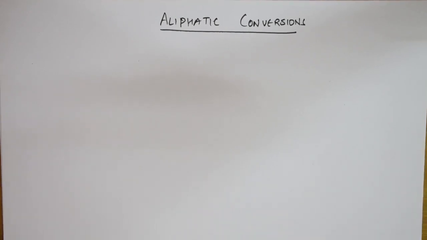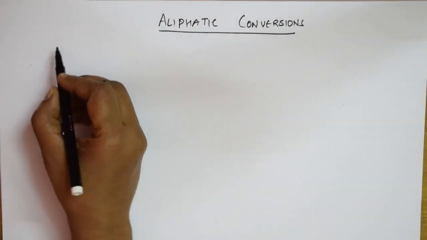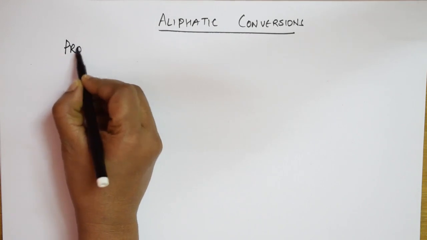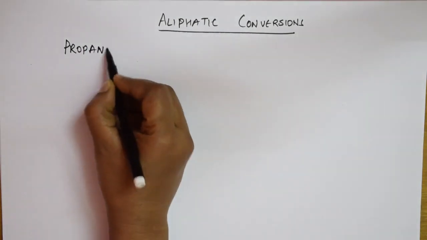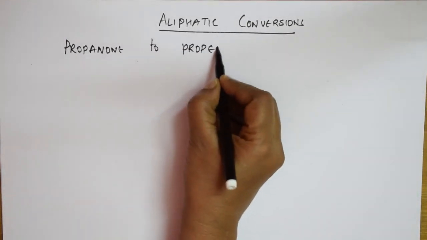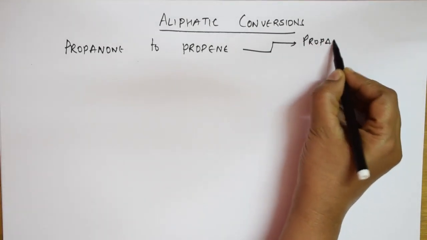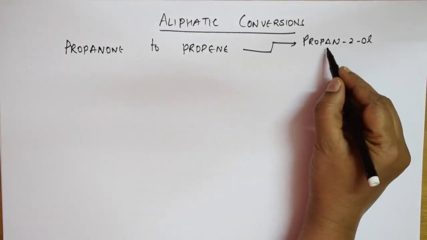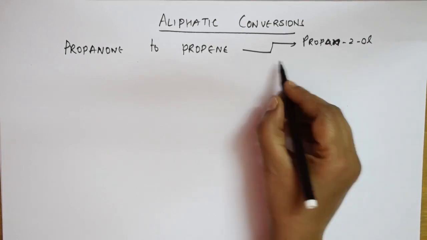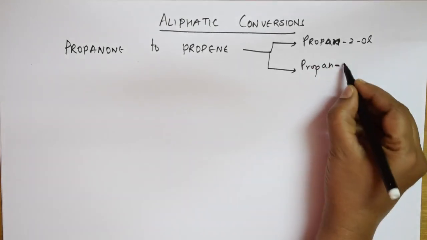The first type of conversion, very famous and very important, is what? Let us read what we are going to study so that you will not forget. In aliphatic conversions, the first important thing which I'm going to teach you is conversion of propanone to propene. This is one. And conversion of propene to propan-2-ol. Second, conversion of propene to propan-1-ol. This is a famous one.